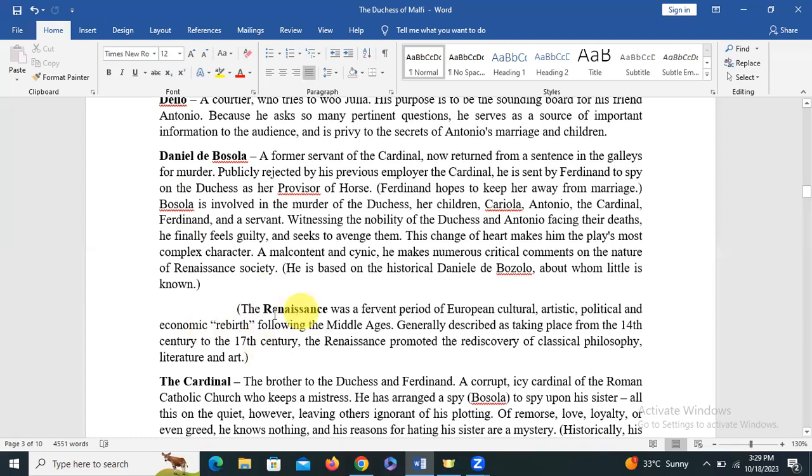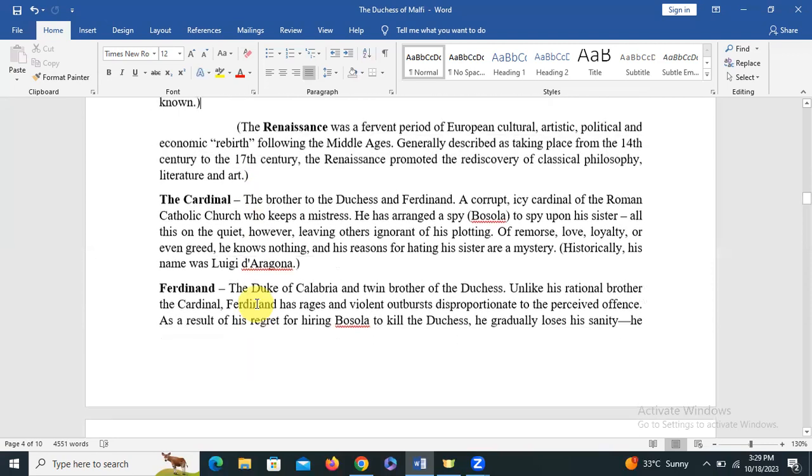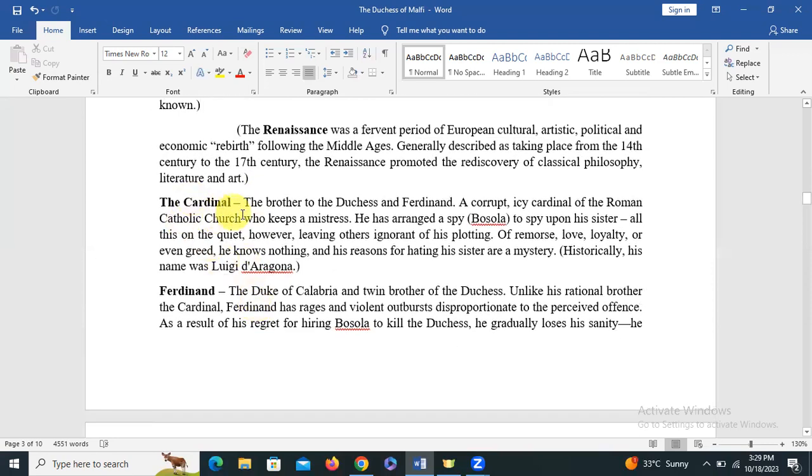So this is Renaissance, something like a rebirth of all these things, right? So that you may not get confused about the word. Then there's Cardinal, the brother to the Duchess, and Ferdinand, a corrupt, icy, you can call it unfriendly, hostile person. A corrupt, icy cardinal of the Roman Catholic Church.